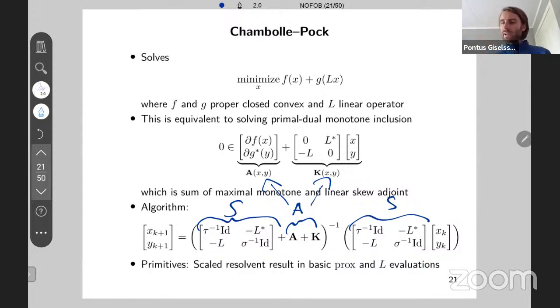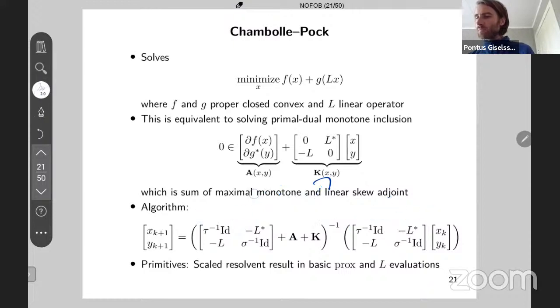And if we do the algebra here and do some simplifications, we will see that we actually get a block triangular update rule. And in the end, we will only have proxes and evaluations of L. So we still have the same basic blocks once we write out the algorithm in a more specific form.